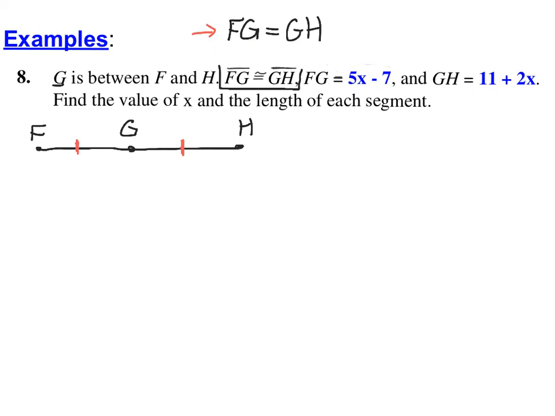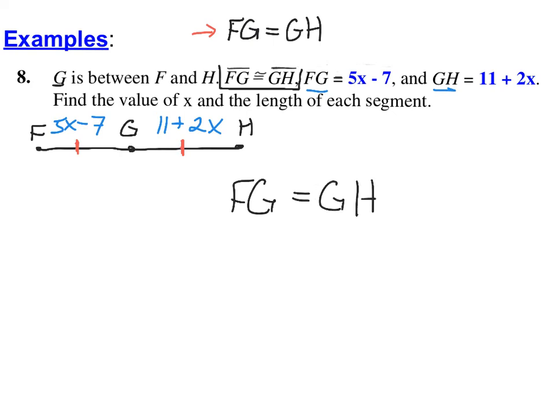Next, let's add what they give us. FG is 5x minus 7. Next thing, GH is 11 plus 2x. Now I want to find the length of each segment. So let's use what I stated before. I said that FG is supposed to be equal to GH if they're congruent. Now let's fill in what I do have. Well, FG is 5x minus 7. And GH is 11 plus 2x.